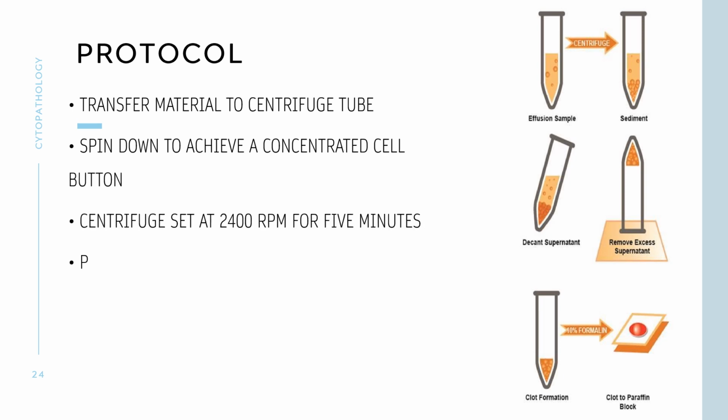So the protocol of the sedimentation technique: you transfer material to a centrifuge tube, you spin down to achieve a concentrated cell button, with the centrifuge set at 2400 RPM for 5 minutes, you pour off the supernatant, and then you add the buffered formalin.